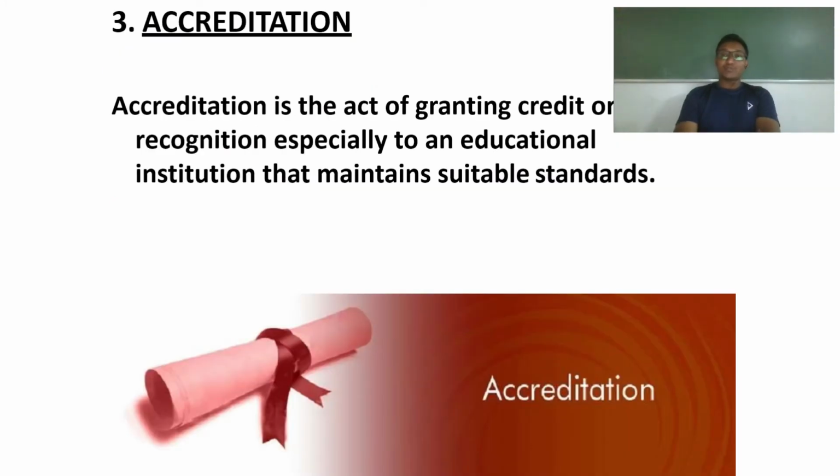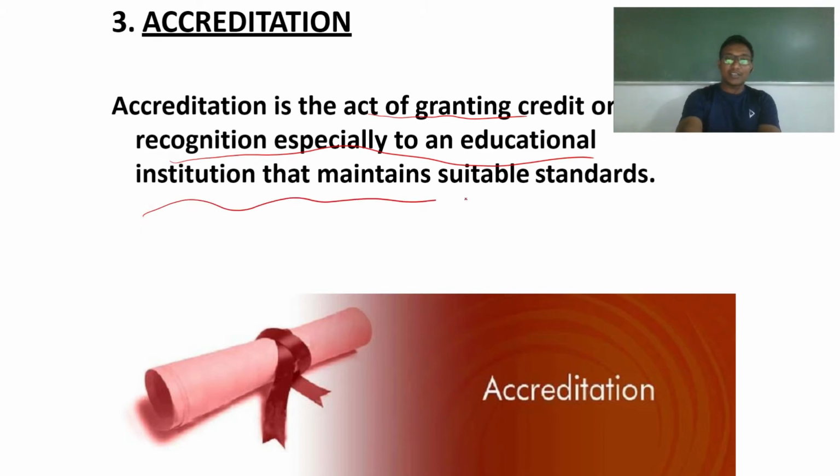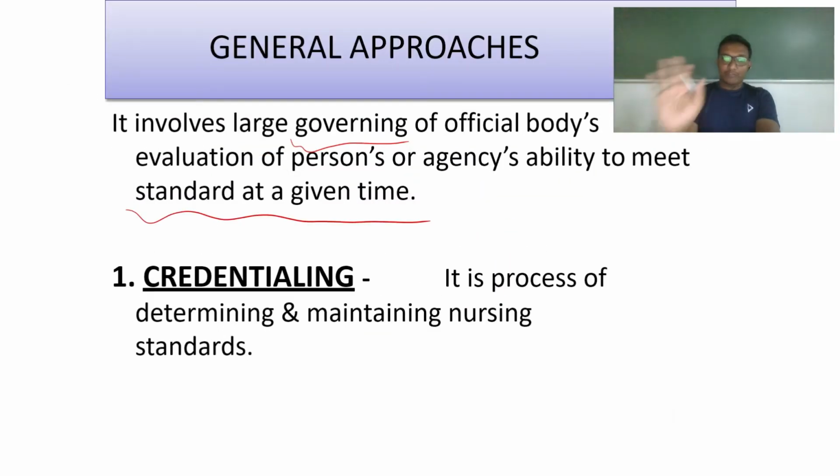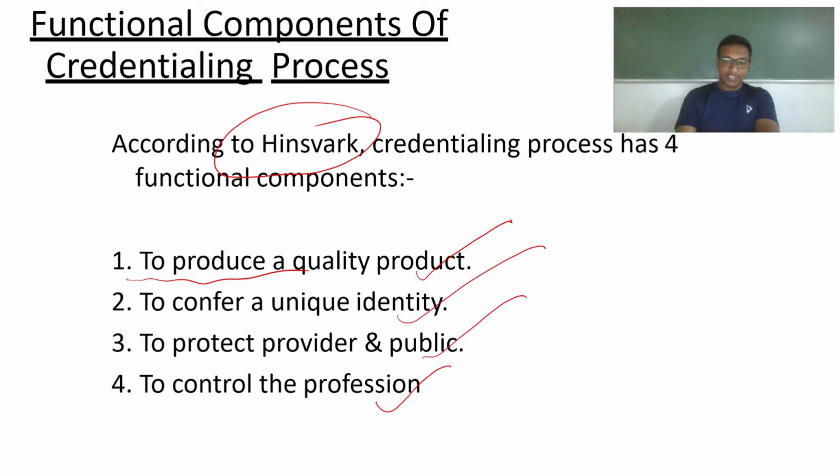So the third point is what? Accreditation. What is accreditation? Accreditation is the act of granting credit or recognition, especially to an educational institution that maintains suitable standards. So here, as we are discussing in this general approach, the first one is credentialing, the second one is licensure.